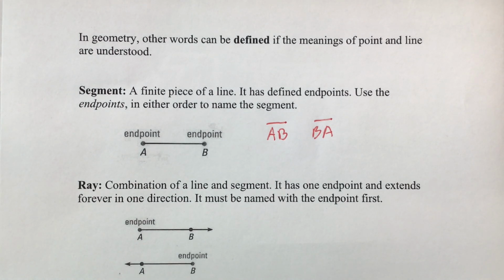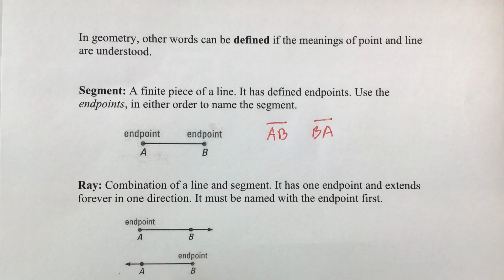Our second new shape that we're going to get to talk about here is a ray. A ray is a combination of a line and a segment. So it has one endpoint, which means that it's a well-defined stopping point, but the other end is going to be like the line where it goes on forever in that direction.